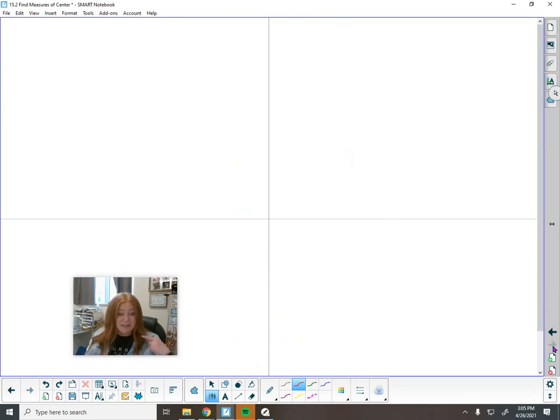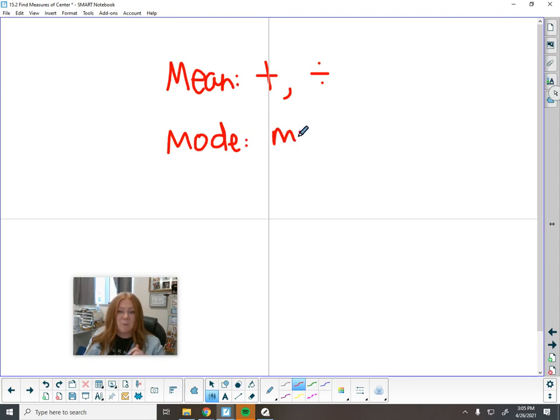So I think that's everything for today. So if you'll remember the mean, you're going to add up the numbers and then divide by how many numbers there are. The mode, this is our favorite one. It is the one that happens the most. If you put it on a dot plot, it's really easy to see. Oh, this one had more than this one.